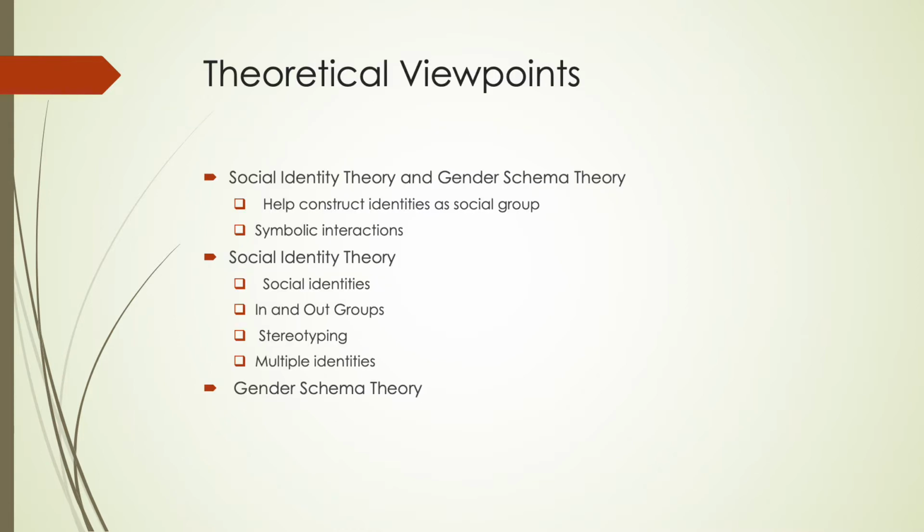Theoretical viewpoints: social identity theory and gender schema theory. Both of these approaches help in explaining how school age children construct their identity as members of a school group. Their social context is of primary importance because they develop a sense of self that is integrated with multiple intersecting identities, for example, gender and ethnicity.